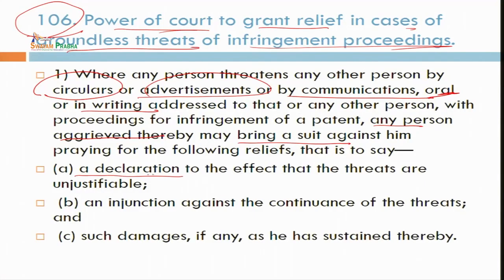So, that person against whom the threat is made can go to the court and ask the court for a declaration. Declaration means the threat is unjustified. The main thing that has to be decided by the court is whether this threat is justified or unjustified. So, the court will grant a declaration to that effect, and the court can also grant an injunction.